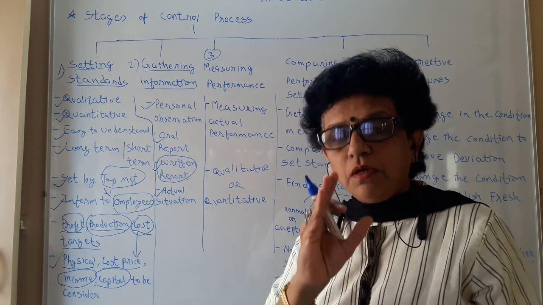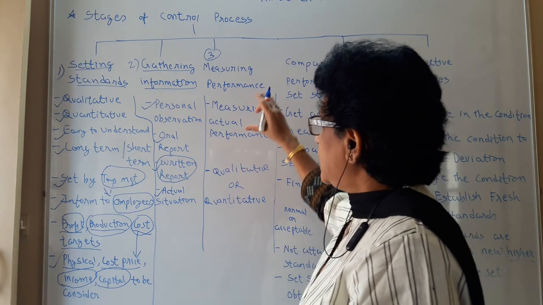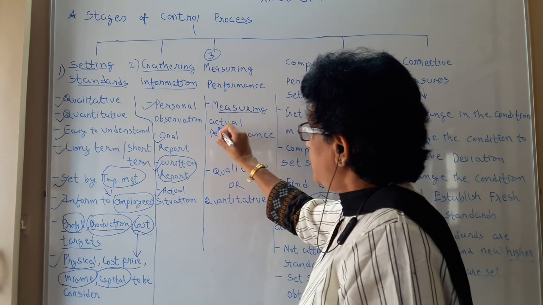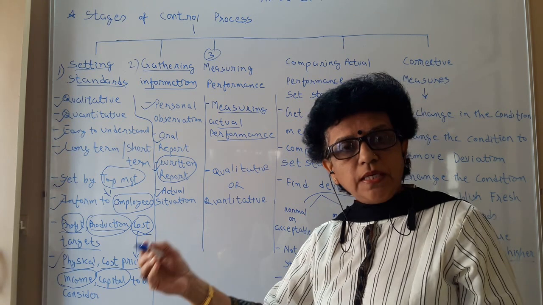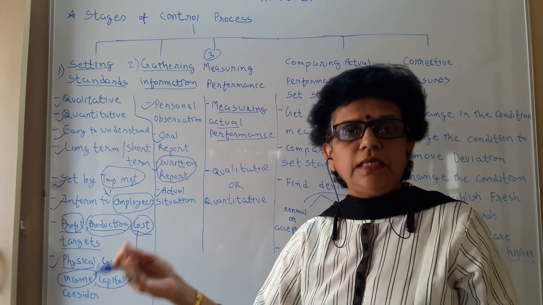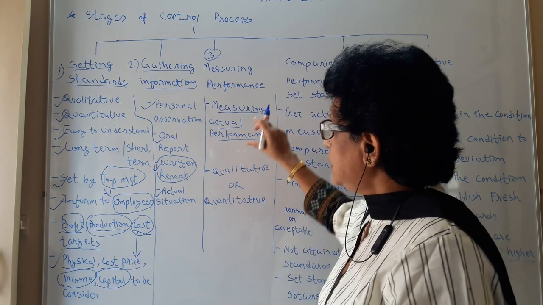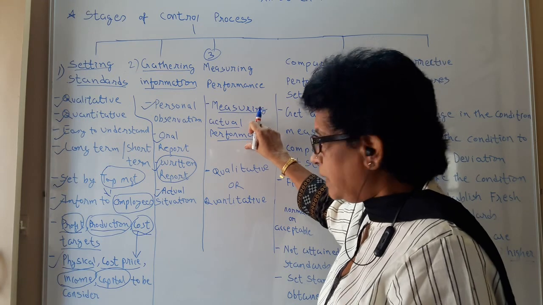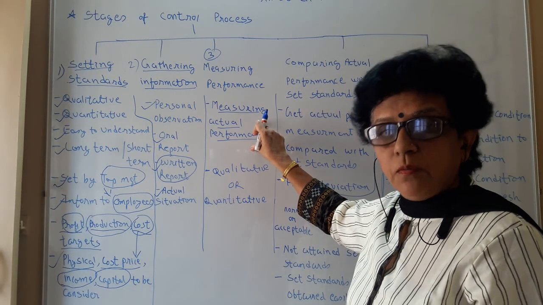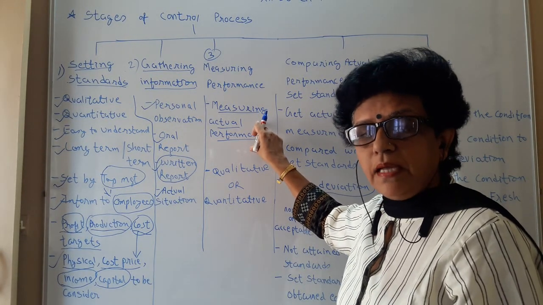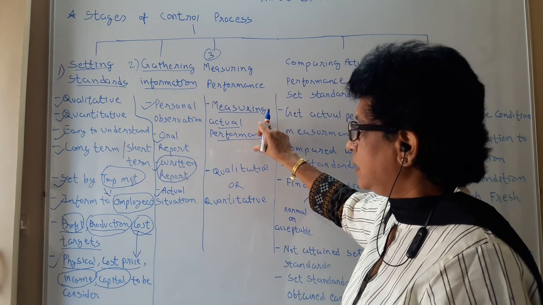Comparison we will do later on. First, what they have attained, that is to be measured. So here we are going to measure the actual performance of every employee. In our importance discussion, we observed that delegation of authority can be done better with the help of controlling. So when you do actual measurement of every individual, you get to know about their productivity, their efficiency, and how good they are for an organization.